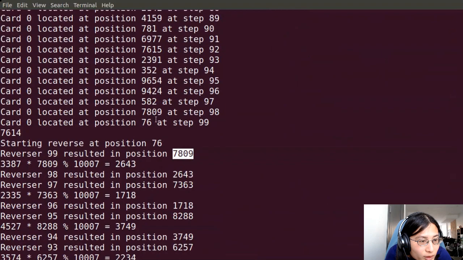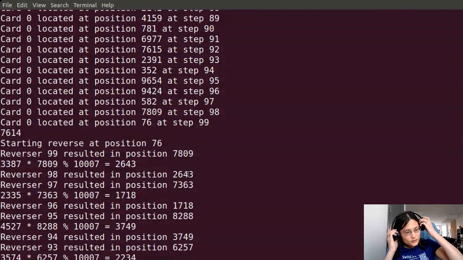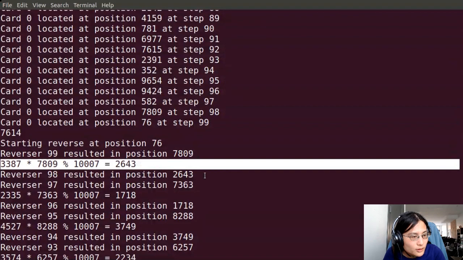So that's 7809, 7809. So for some reason, I think that it thinks it's going to reverse it when that's not actually true. Is my multiplicative inverse code wrong? Let's check this first.